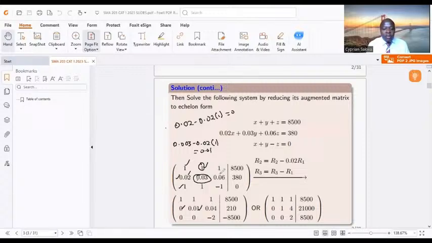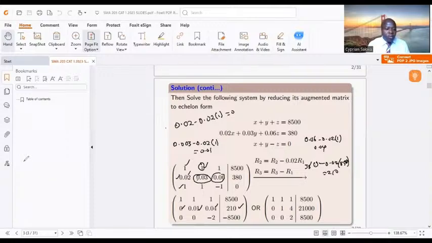Then I do the same for these other elements. I take 0.06 minus 0.02 multiplied by 1. That gives me 0.04. And it's what you're seeing here. Then here I take 380 minus 0.02 multiplied by 8,500. That gives me 210. And that's the 210 you're seeing.